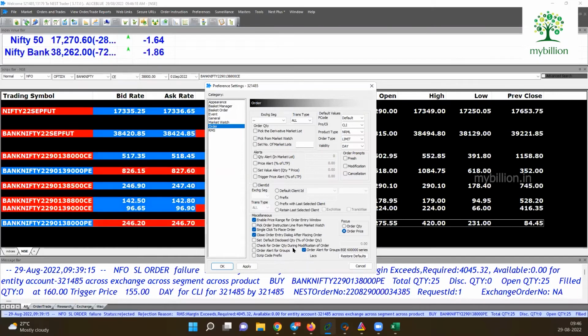I'll share a video by P.R. Sundar sir. Here, he uses this NEST in the best possible way. You can put the default disclosed quantity also. You can put order instruction from market watch. Like this, you can do many things. You can put a market order here, and while putting the market order, you can put price plus this much percentage, so it will not exit that.